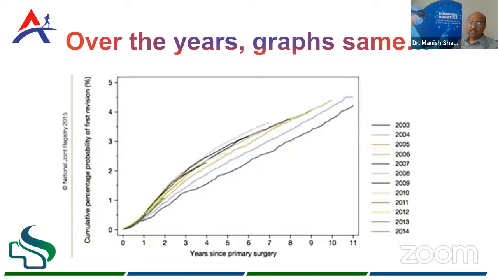Another interesting statistic. These are the cumulative percentage probability of revisions. And over the years, from 2003 to 2014, the graphs have not changed much. So the alignments which have been described so far within that narrow zone of plus minus 5 degrees really haven't added or taken away anything in terms of survivorship.